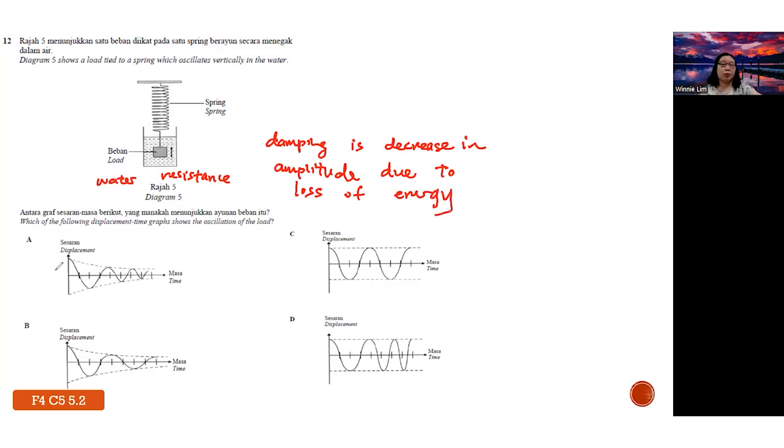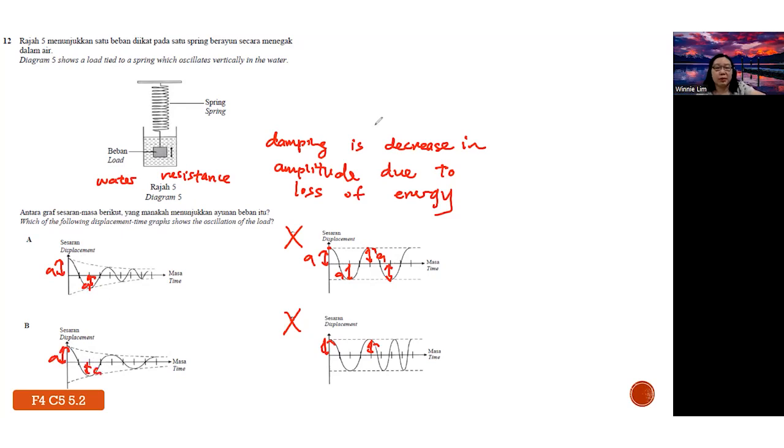Based on the options, C and D are not acceptable as the amplitude remains constant. This amplitude is from the equilibrium position to the crest, or it can also be from the equilibrium position to the trough. So this is the idea of amplitude. A and B show that the amplitude decreases. But which one is the best choice?